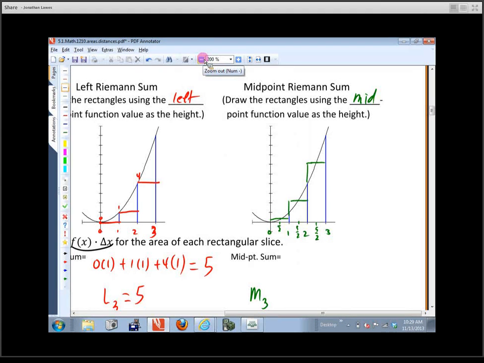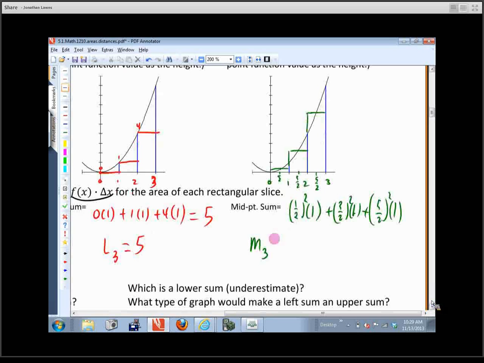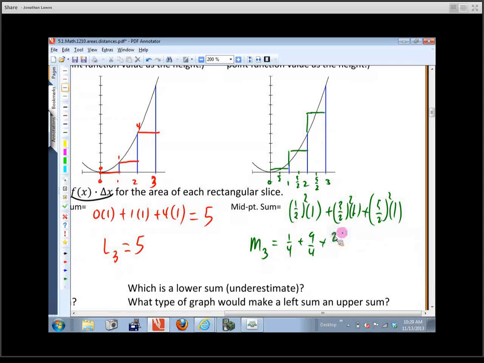So again, we're going to take the function height, which is 1/2 squared, multiplied by its width. The next one would be 3/2 squared multiplied by its width. The next one would be 5/2 squared multiplied by its width. So on this one, let's see what I end up with. This would be 1/4. This is 9/4. Tell me if I make a mistake. And this is 25/4. So altogether, I get 35/4. Or if I got a number for that that's a little easier to understand, 8 3/4. 8.75 would be the area.